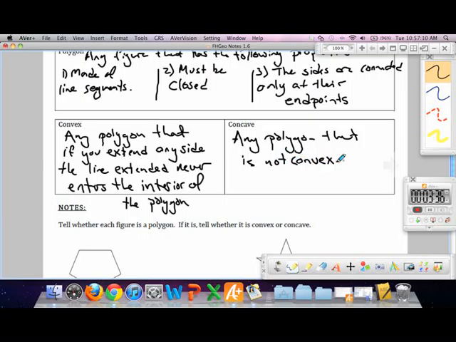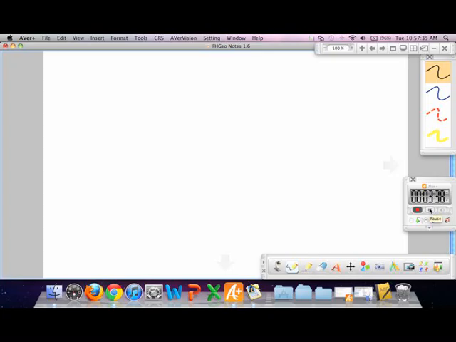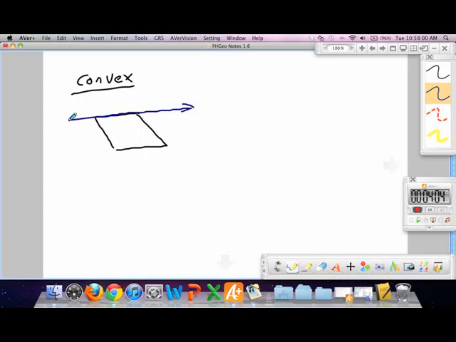An example of a convex polygon might be the following. Sure, we'll just make a four-sided figure here. This has got to be convex because if you extend any side, those sides that we extend are always on the exterior or just on the side of the polygon. It's never on the interior.